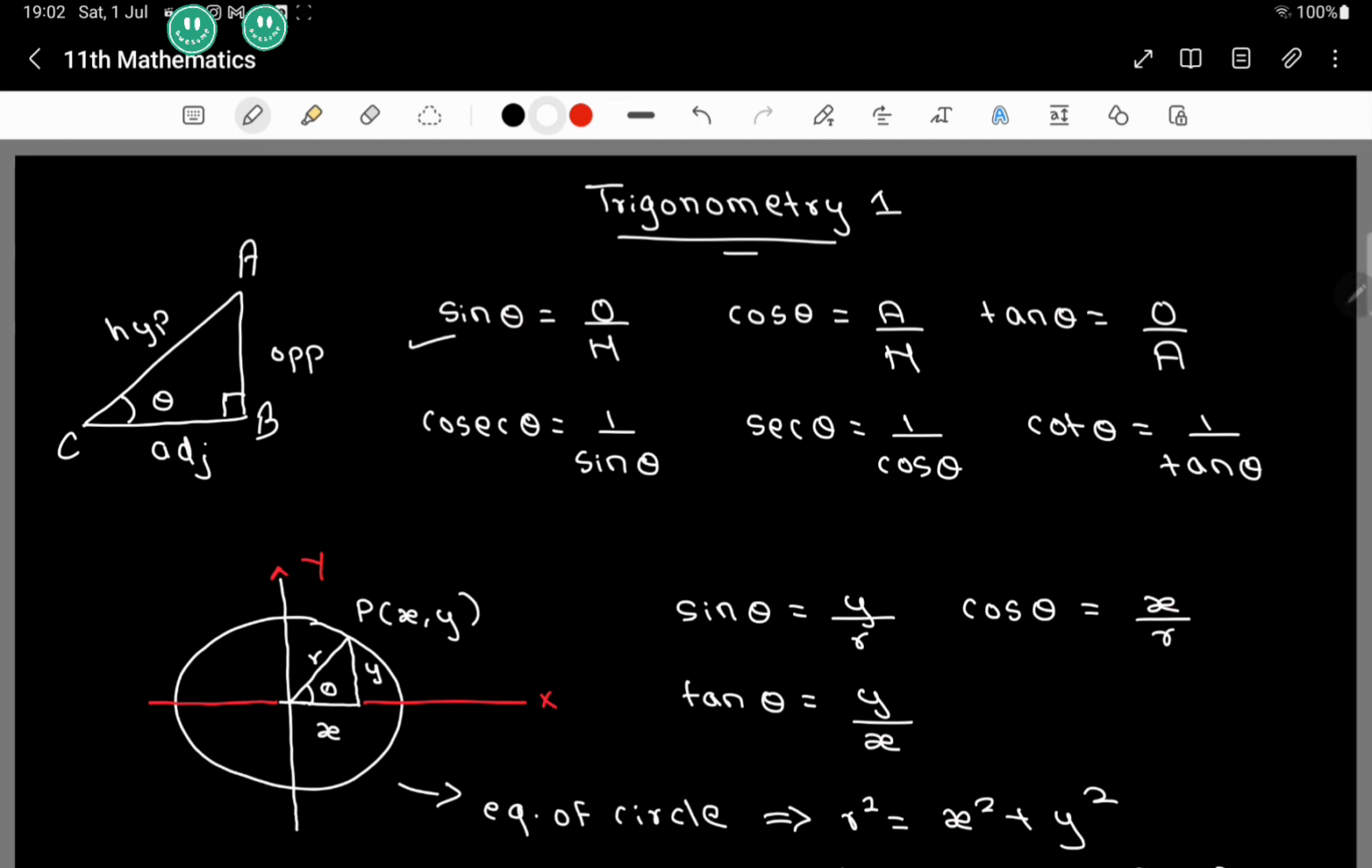Sine theta is nothing but opposite side upon hypotenuse. Cos theta is adjacent side upon hypotenuse. Tan theta is opposite side upon adjacent side. Therefore, we can also write it as sin theta upon cos theta, which comes out to be opposite side upon adjacent side. Then cosec theta is nothing but the reciprocal of sin theta. Sec theta is nothing but the reciprocal of cos theta, and cot theta is nothing but the reciprocal of tan theta. This is the basic trigonometry that we have all learnt in school.